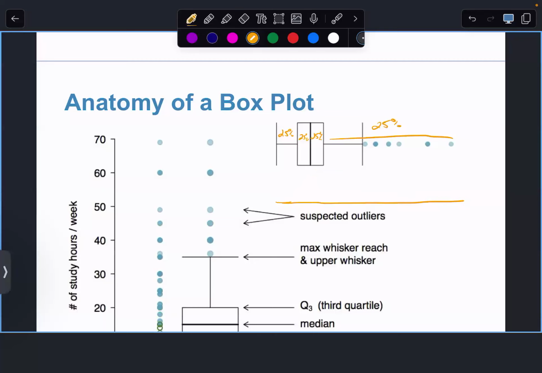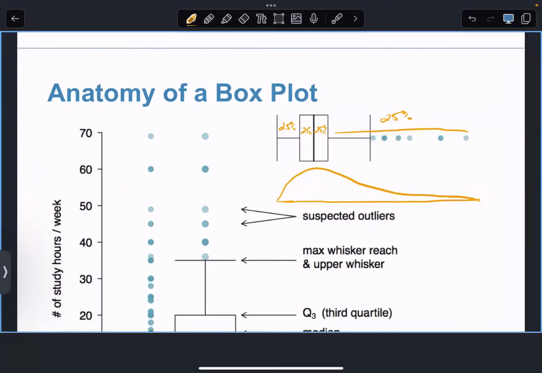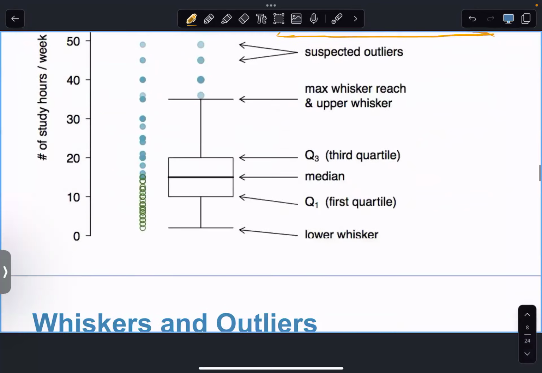I don't think I did it any favors here. Let's see. It'll start tapering off quicker. There we go. That makes more sense. Okay. Good.